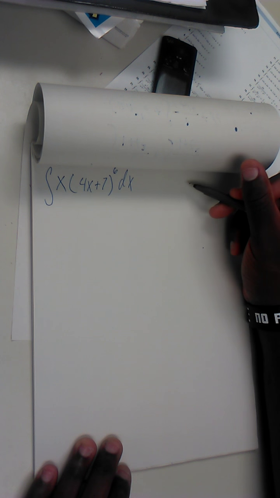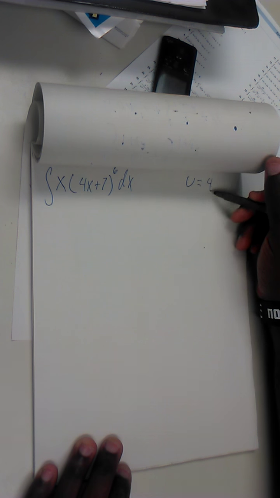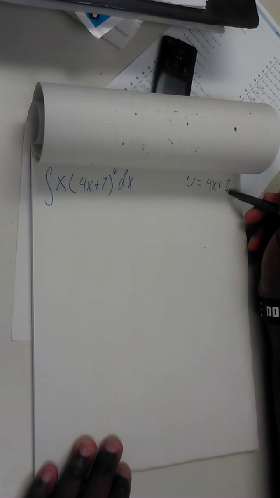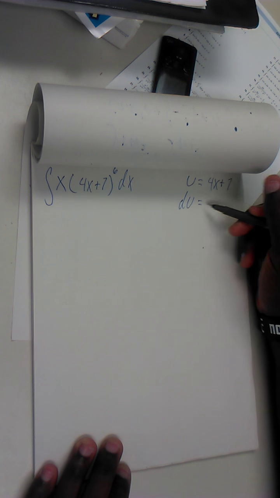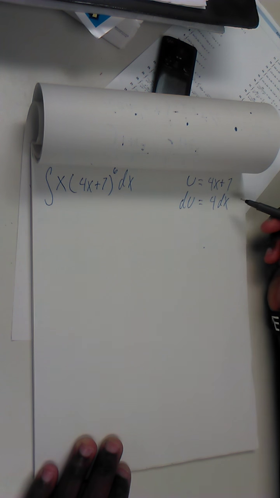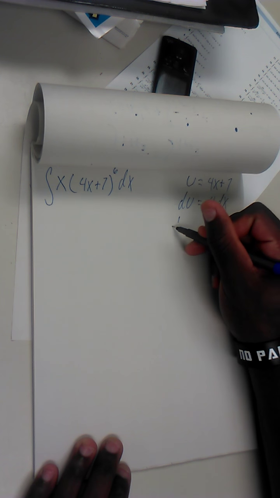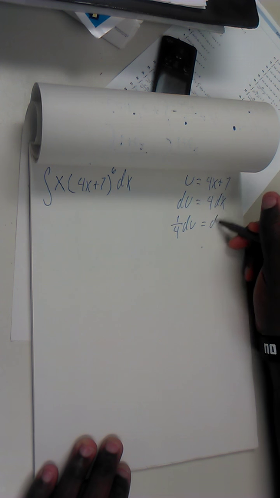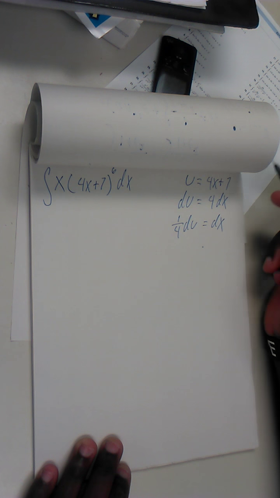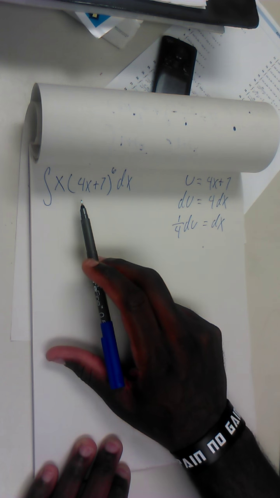Now in this case, let's go ahead and make our u equal to 4x plus 7. So du is going to be equal to 4 dx. Now let's go ahead and account for this dx here. So we're looking at 1/4 du is equal to dx. Now we can see dx is accounted for here, but we still need to account for this x.